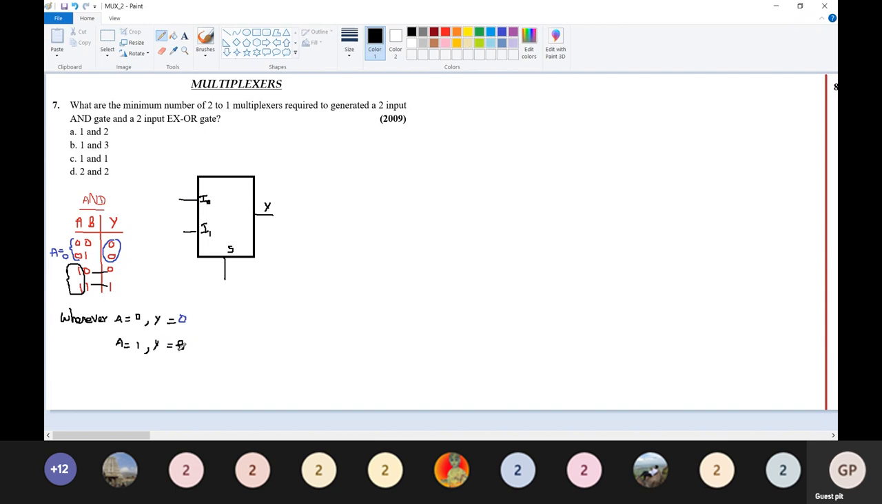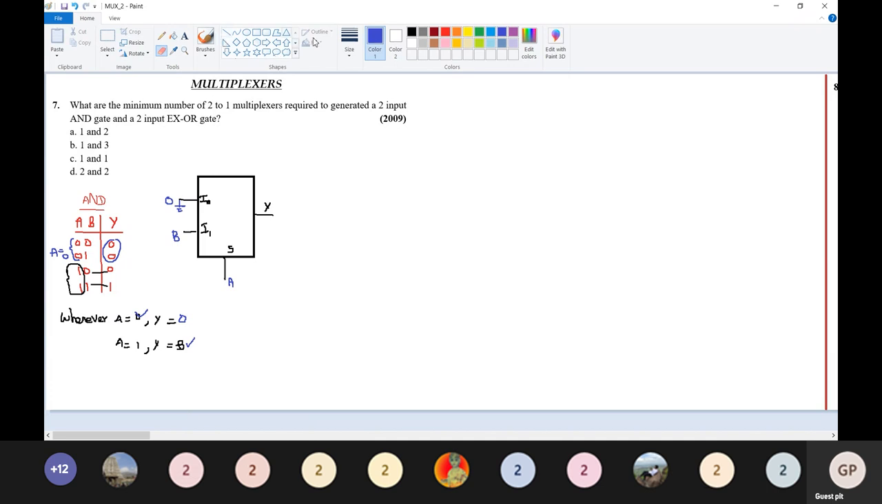So this is the condition. For the selection line, I have taken A. When A is equal to 0, I0 is selected, so I0 should be equal to 0. When A is equal to 1, I1 will be selected, which should be equal to B. So this is an implementation of the AND gate using a 2:1 MUX.